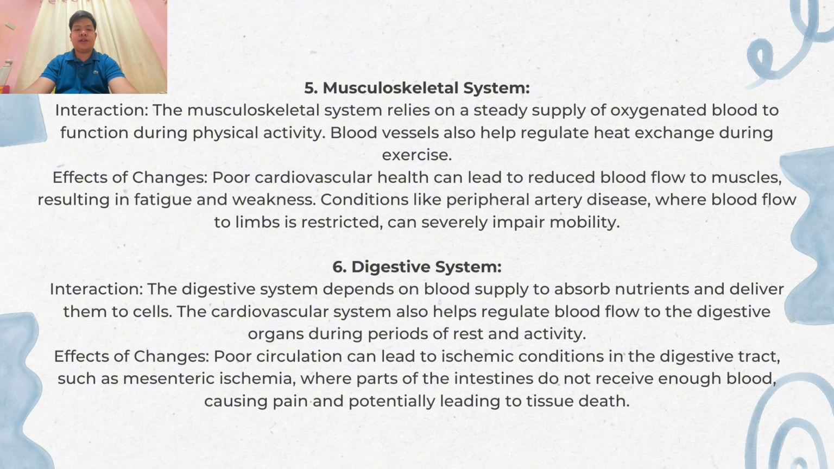The digestive system depends on blood supply to absorb nutrients and deliver them to cells. The cardiovascular system also helps regulate blood flow to the digestive organs during periods of rest and activity. Effects of change: poor circulation can lead to ischemic conditions in the digestive tract, such as mesenteric ischemia, where parts of the intestines do not receive enough blood, causing pain and potentially leading to tissue death.